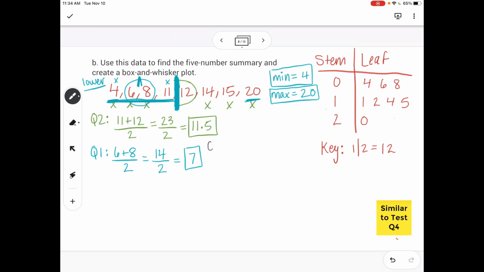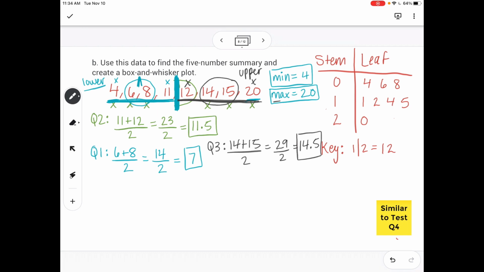Last step, we need to find our quartile 3. It's going to be the same process. Our quartile 3 is the median of the upper half of data, which is the higher half. And we're going to use that same process. So we're going to X those off, and we're going to find these 2 numbers in the middle, which are 14 and 15. We're going to add those values to get 29. And then we're going to divide by 2, and that's going to give us 14 and a half. All right, so we have all 5 of our values from our 5-number summary.